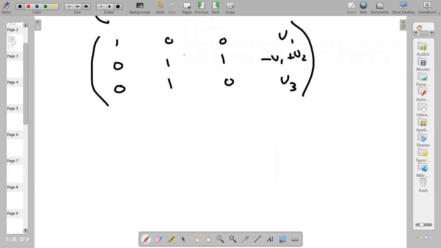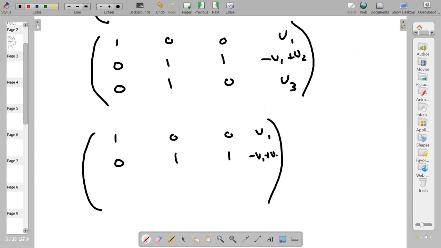We move to the second pivot. Again, nothing really above it. The 0 is below it. You have 1, 0, 0, V1. In the second row, you've got 0, 1, 1, minus V1 plus V2. Last row, you've got 0, 0.